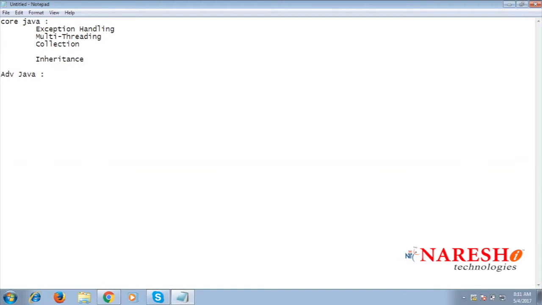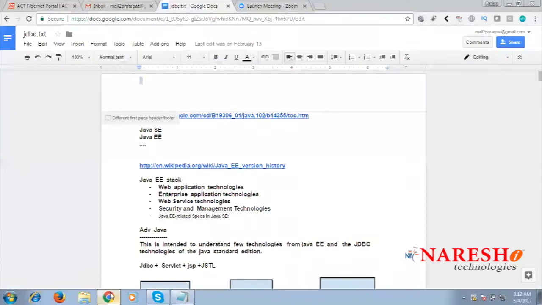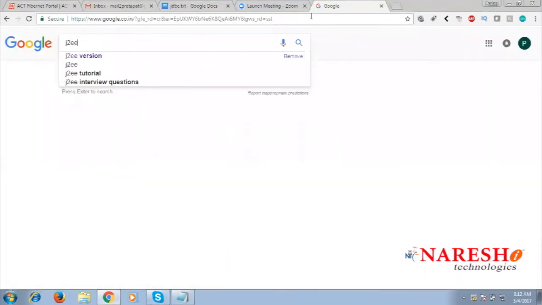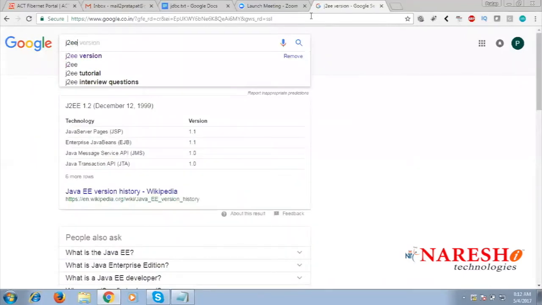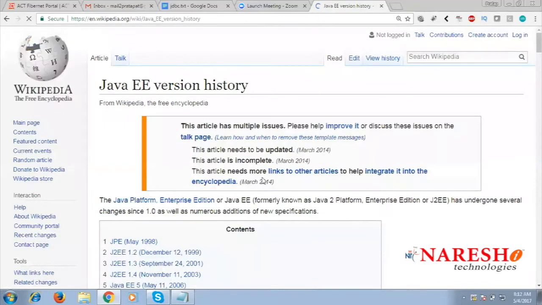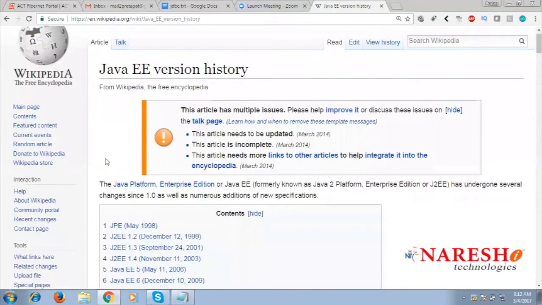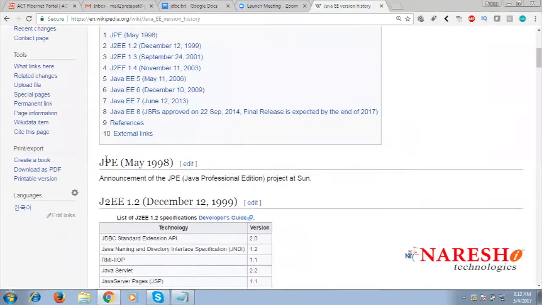We are learning a few things, no doubt, from the J2EE platform, such as servlet, JSP. I'll show you the basic difference. Look into the J2EE particularly. So just observe here what J2EE itself is and what your advanced Java, what you're learning, is.